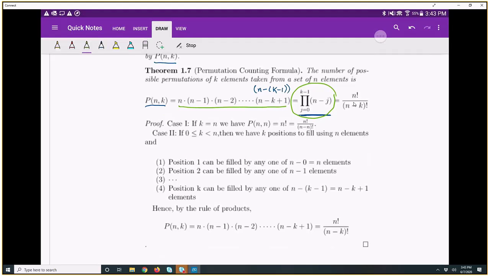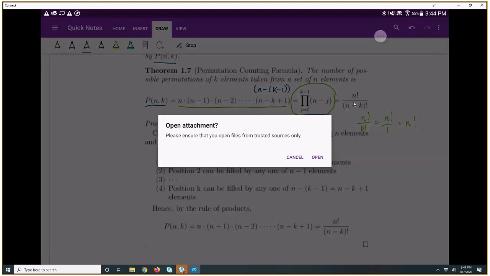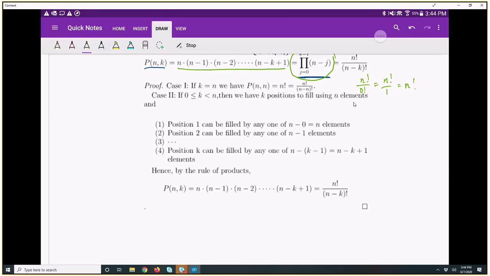So here's the proof of the fact. If k is equal to n, meaning we're permuting n elements from a set of n elements, then our permutation formula would be n factorial divided by n minus n factorial, or n factorial divided by 0 factorial, which is n factorial divided by 1, which is n factorial. Otherwise, if k is strictly less than n, then the first position can be filled by any one of n elements, the second position by n minus 1 elements, the kth position by any one of n minus k plus 1 elements. So hence we get this form by rule of products.